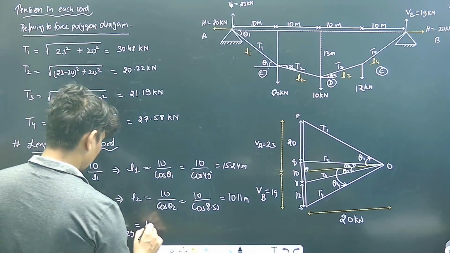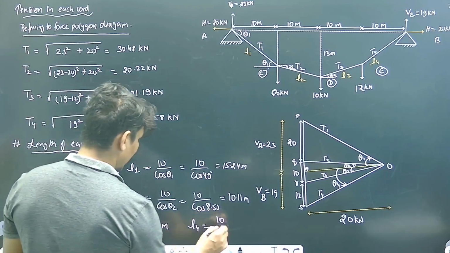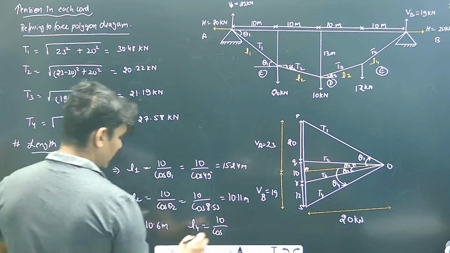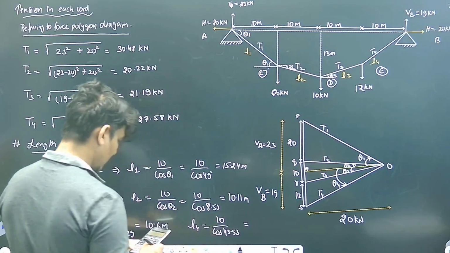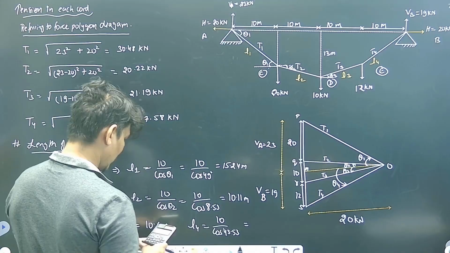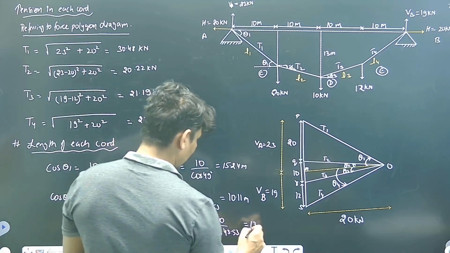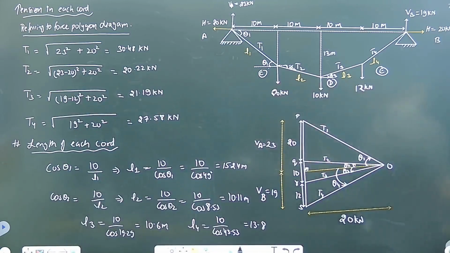It's 10.6 meter. Similarly, L4 will be 10 by cos 43.53, which is equal to 13.8, right?